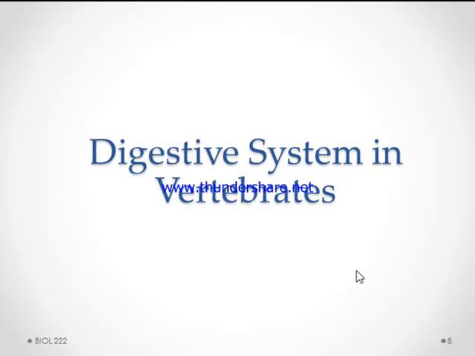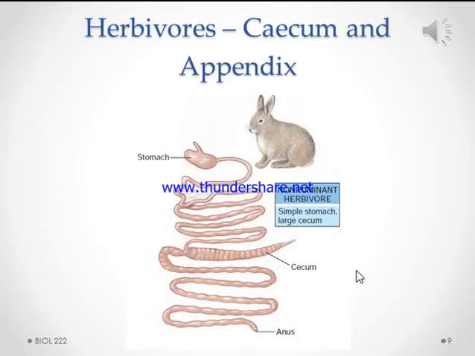So this is the third part of the digestive system. We are going to talk about the digestive system in vertebrates. Now we know that vertebrates, all animals, are actually divided into three main types: herbivores, carnivores, and omnivores. And there are more, detritivores and others.